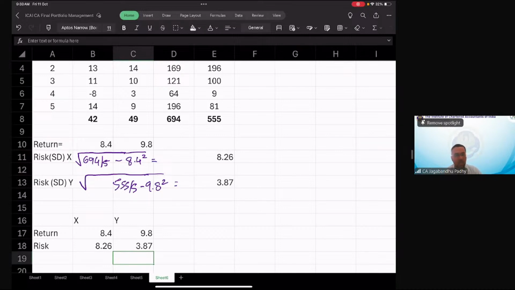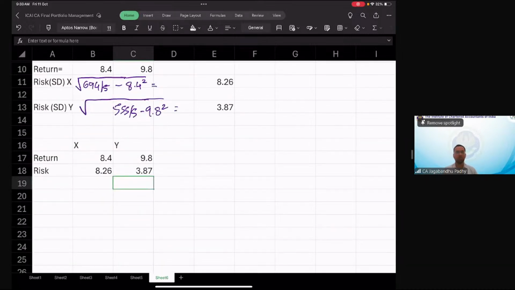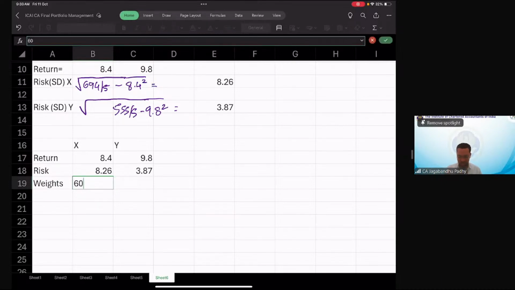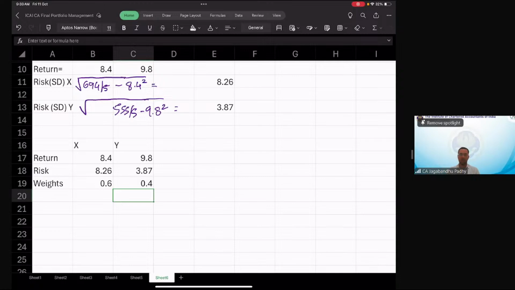Suppose I want to create a portfolio of securities, right? With obviously some amount of weightage. So let's say the weightage that we have for security X is 60%, or I can say 0.6 being the weightage of X, and of course 0.4 being the weightage of Y. So we have already seen how to compute the risk and return of a security. Now we are targeting how to compute the risk and return for a portfolio of securities.